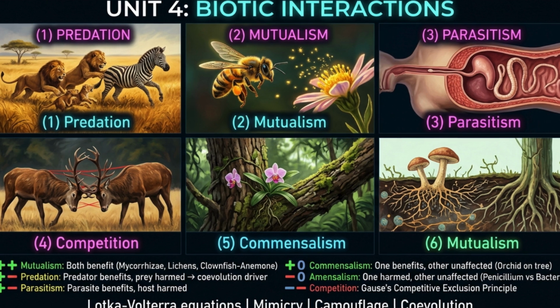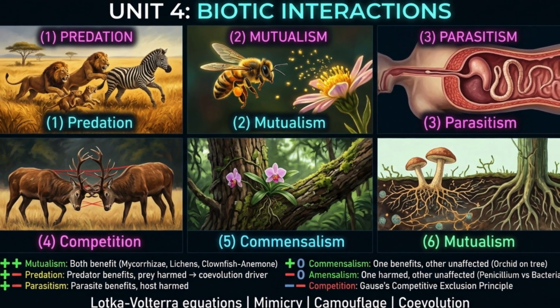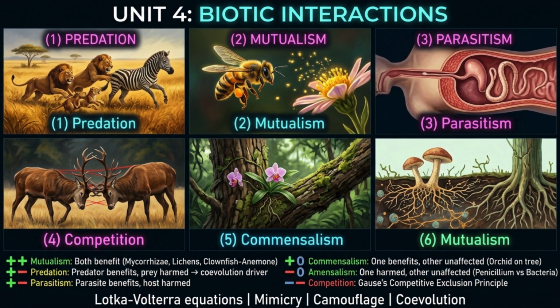Species don't live in isolation. They interact, compete, cooperate, and exploit each other. These interactions drive evolution itself. Let's go through them rapidly. Mutualism. Both species benefit. Classic NEET examples: mycorrhiza, fungi and plant roots; lichens, fungi and algae; clownfish and sea anemone; fig and fig wasp.